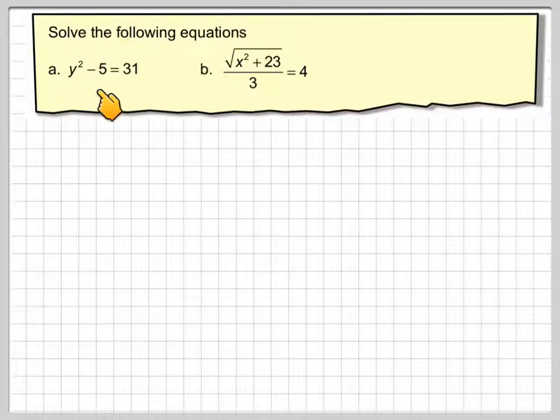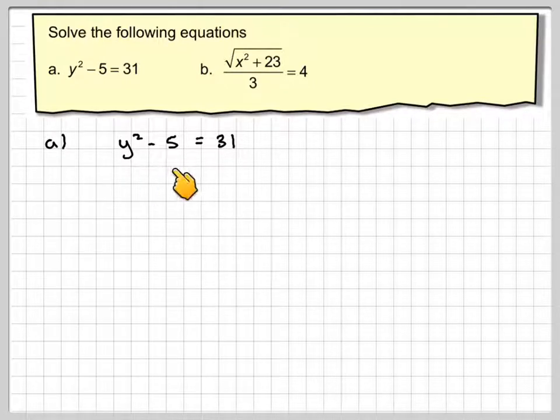Solve the following equations. You've got y squared minus 5 is equal to 31, and b, the square root of x squared plus 23, all divided by 3, is equal to 4. So this is about solving equations with squares and square roots in them. So we've got y squared minus 5 is equal to 31.